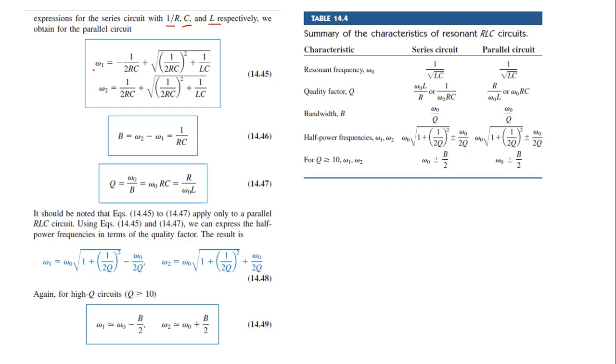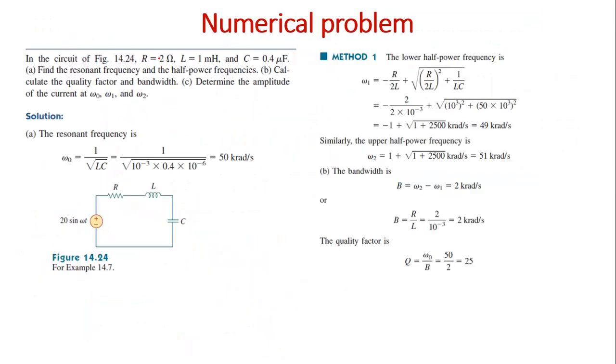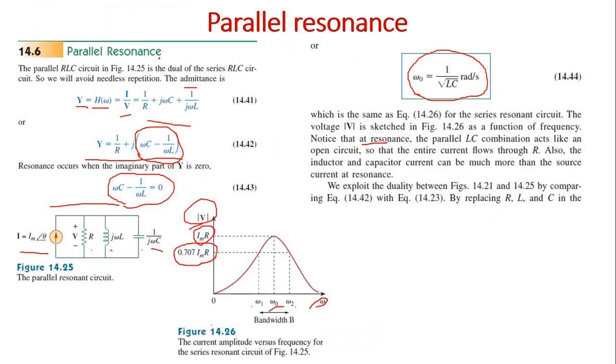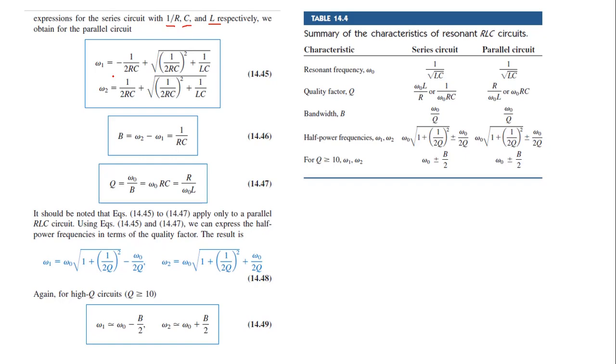So remember the half power frequency formula for a series resonance circuit. It is minus R by 2L plus root of R by 2L the whole square plus 1 by LC, right? So there, R is replaced by 1 by R, and L is replaced by C. So likewise if you substitute R, L, C respectively by 1 by R, C and L, we will get the formulas for half power frequency.